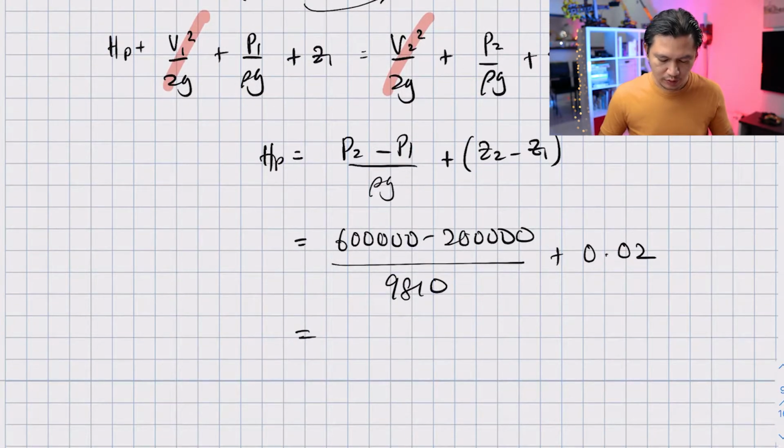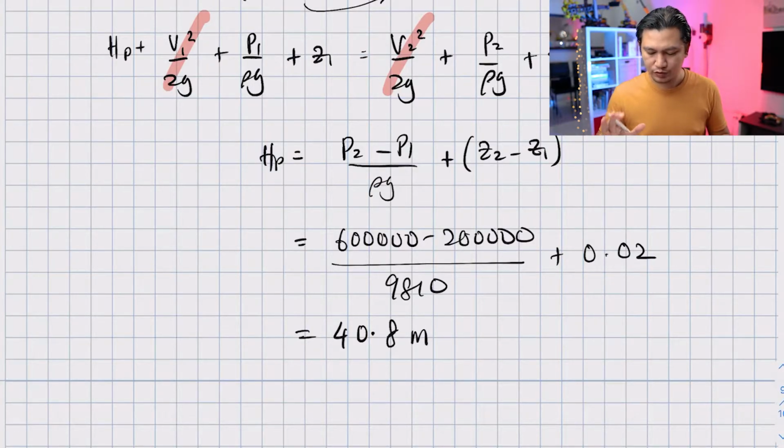Now, let's find out what the HP is. So this is 600,000 minus 200,000 divided by 9810, plus 0.02. That is about 40.8 meter. Okay, and this is what we call the pump head. It's not the pump power yet, but it is pump head.